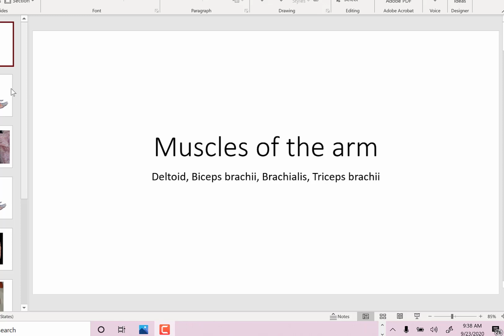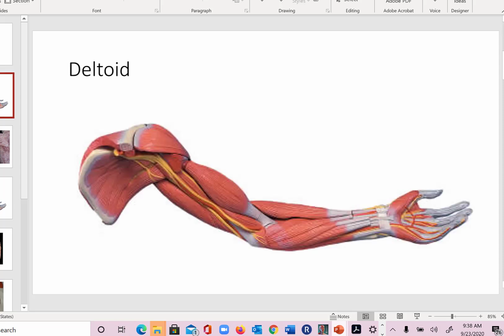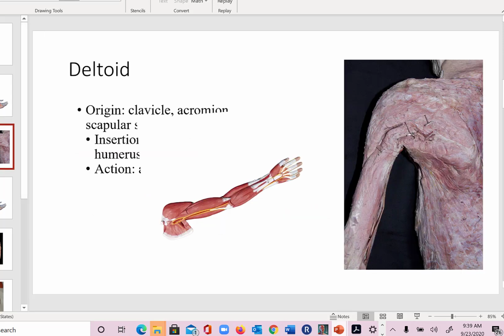Moving on to our PowerPoint demonstration for the muscles of the arm. Here we see the deltoid. This is a side picture of the deltoid. We could see part of its triangular shape here. Here are two other perspectives of the deltoid. This one from a human cadaver, and I'm outlining the deltoid here. Here is another perspective of the deltoid on a shoulder model.